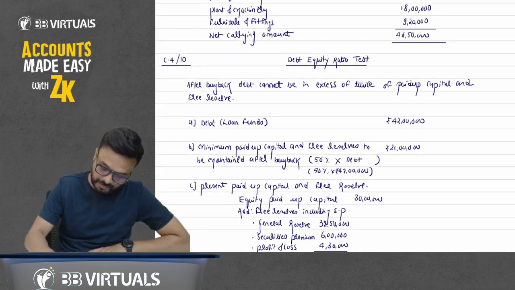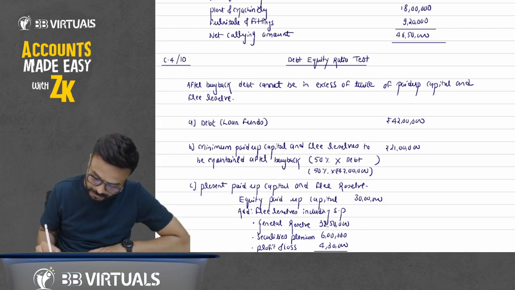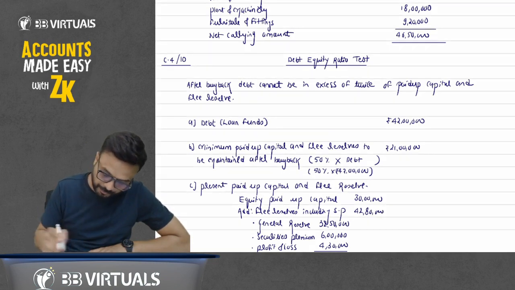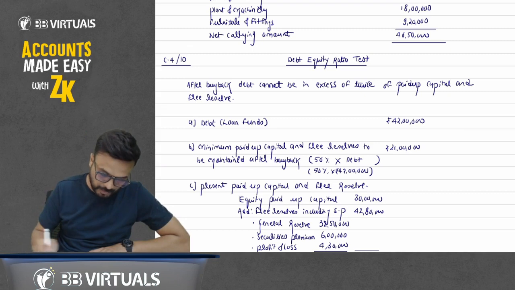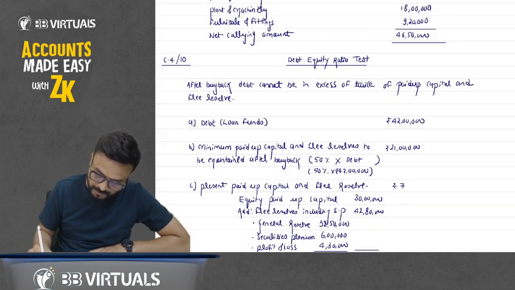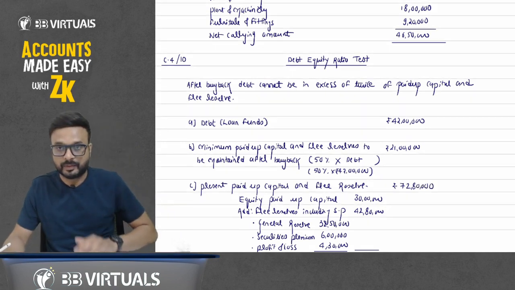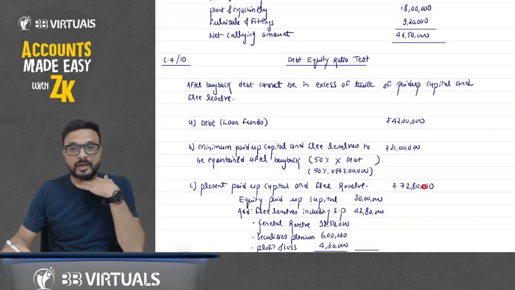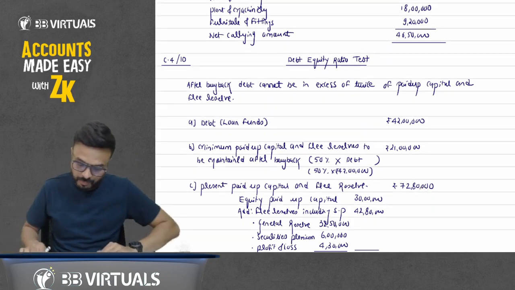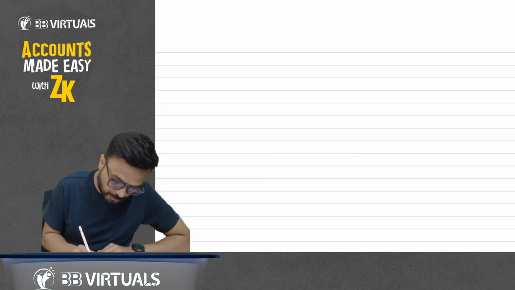32 lakh 50 plus 6 lakhs plus 4 lakh 30 is 42 lakh 80,000. So paid up capital is 30 lakhs, free reserve is 42 lakh 80,000. So total paid up capital and free reserve comes to 72 lakh 80,000. So the current paid up capital and free reserve is 72 lakh 80,000.